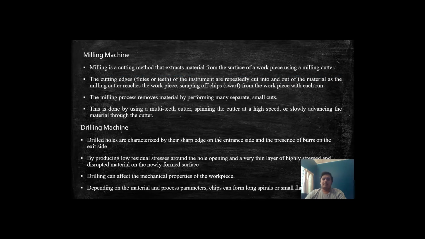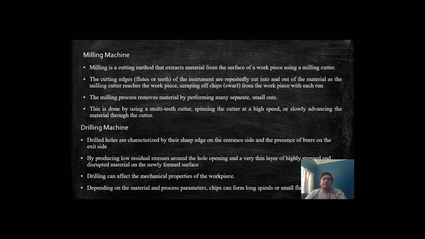Milling machine. Milling is a cutting method that extracts material from the surface of a workpiece using a milling cutter. The cutting edges of the instrument repeatedly cut into and out of the material as the milling cutter reaches the workpiece, scraping off chips from the workpiece with each run. The milling process removes material by performing many separate small cuts. This is done by using a multi-teeth cutter, spinning the cutter at high speed or slowly advancing the material from the cutter.